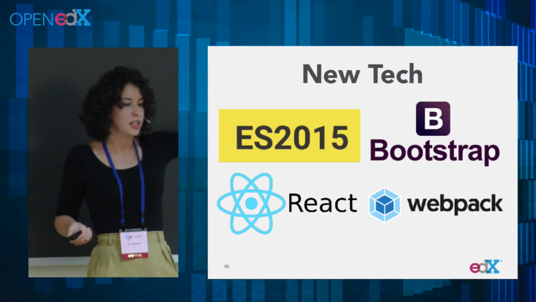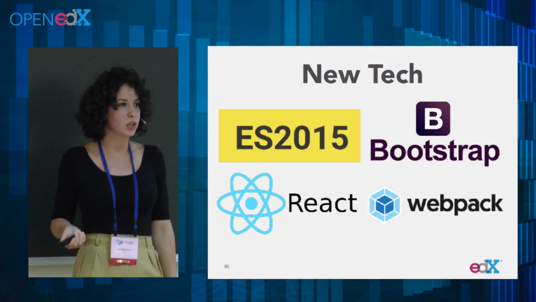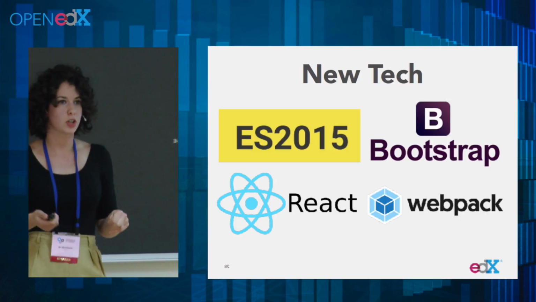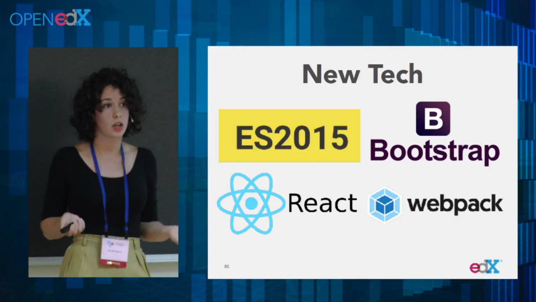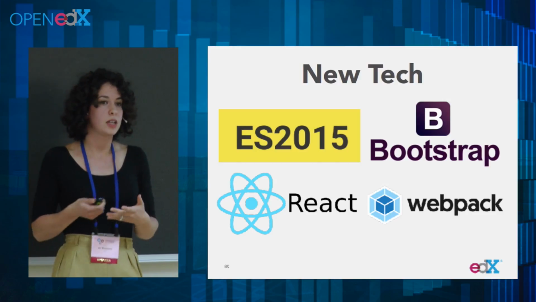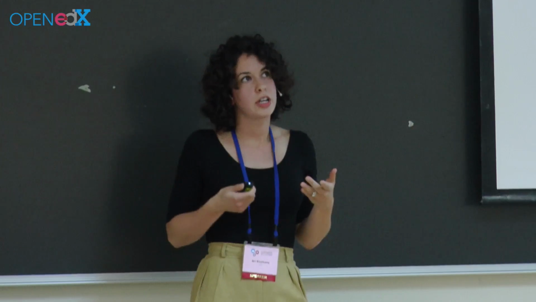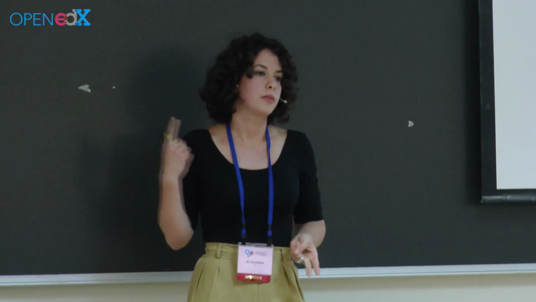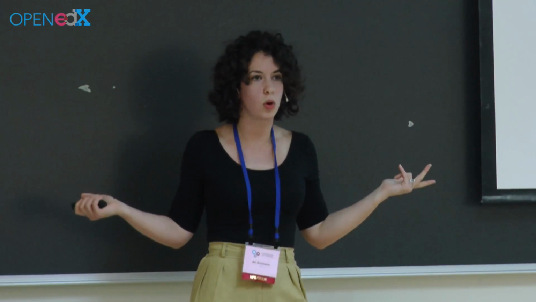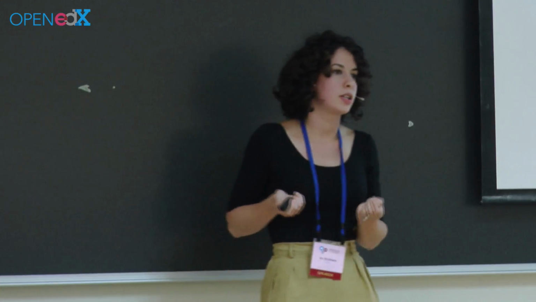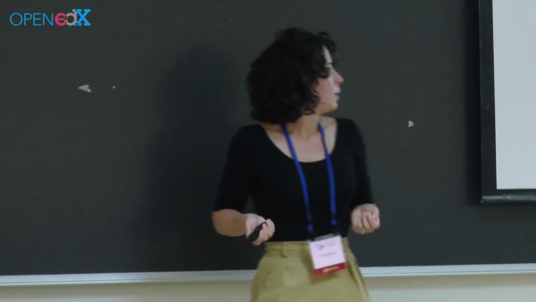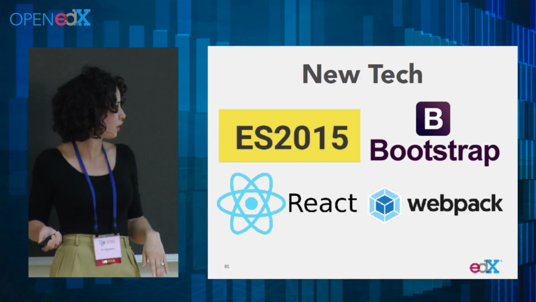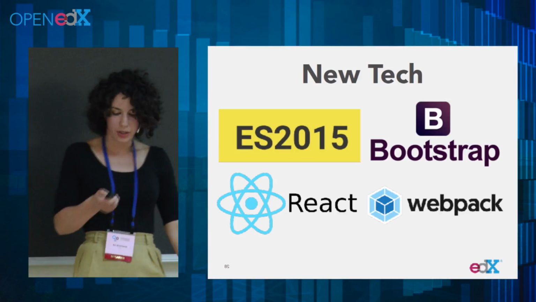So ES 2015 is the big one. If you're not familiar with it, it is the current working specification of ECMAScript. It's super cool. You should all check it out if you haven't already. Basically, it is a very sane way to write JavaScript. We have classes, we have imports, all kinds of cool object and array operations. It's wonderful. Bootstrap and React, as Joel mentioned earlier, and then Webpack for bundling.